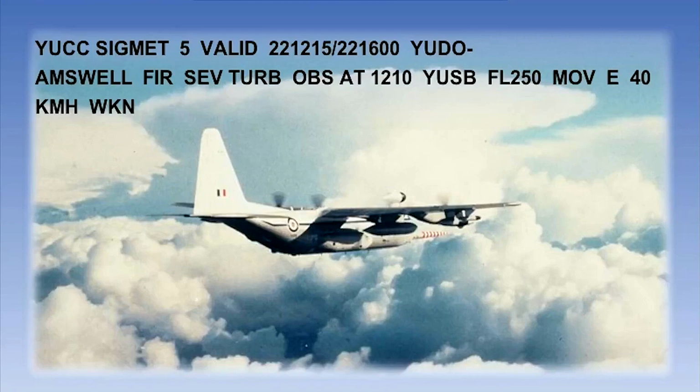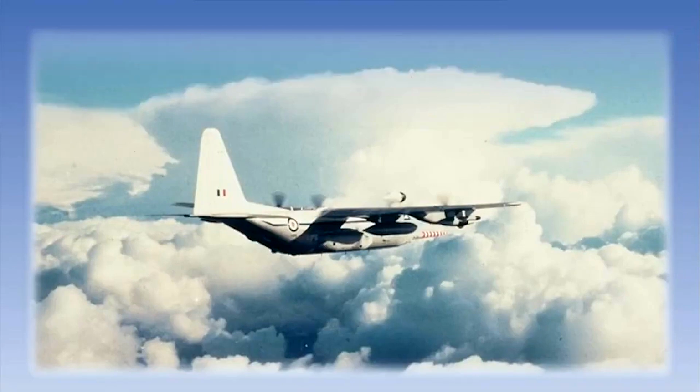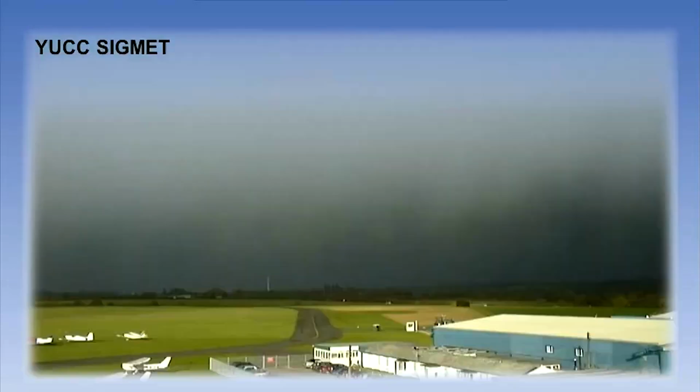Let's break down the individual components of a sample message to see how they're structured. We start with the location indicator for the Air Traffic Services unit serving the FIR. In our example, that's Yankee Uniform Charlie Charlie. Next, you'll see the word SIGMET itself, which serves as our clear message identifier. Right after the identifier, we find a sequence number. In this case, our sequence number is 5.